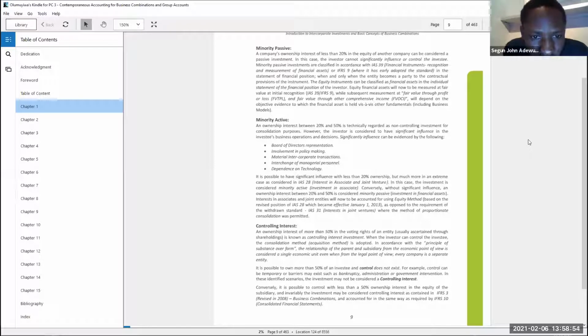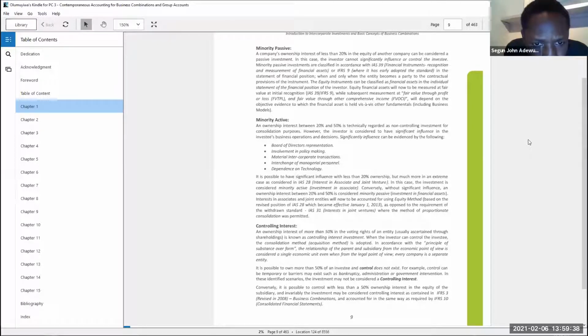Minority active: an ownership interest between 20% and 50% is technically regarded as a non-controlling investment for consolidation purposes. However, the investor is considered to have significant influence in the investee's business operations and decisions. Significant influence can be evidenced by the following: board of directors representation, involvement in policy making, material intercompany transactions, interchange of managerial personnel, dependence on technology.